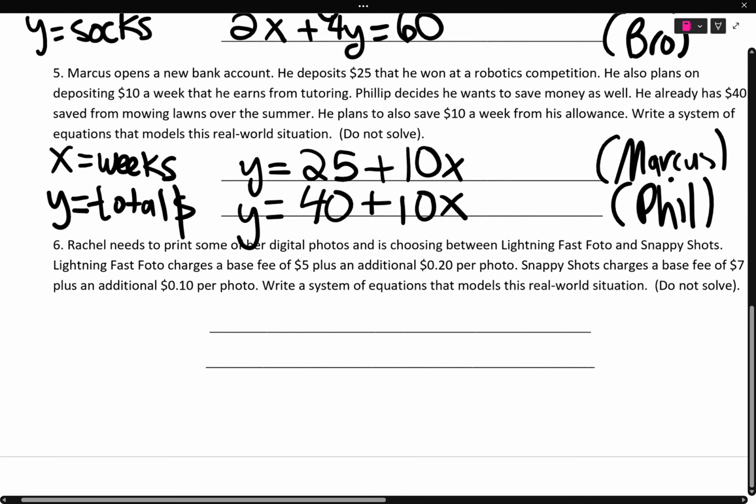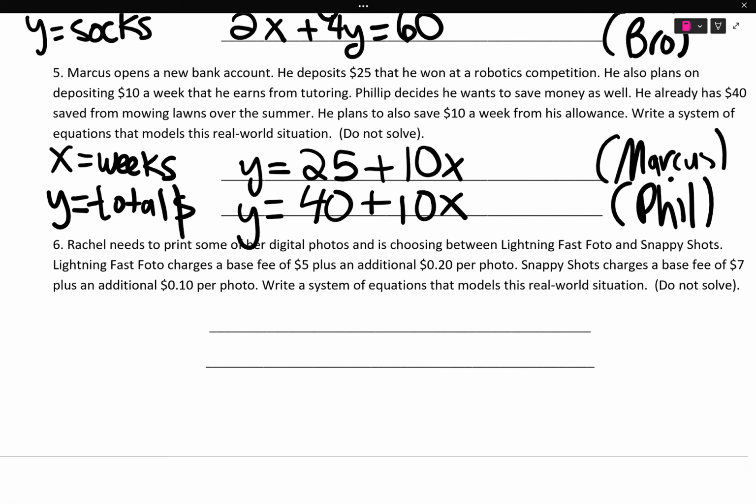Okay, number 6. Rachel needs to print some of her digital photos and is choosing between Lightning Fast Photo and Snappy Shots. Lightning Fast Photo charges a base of $5.20 per photo. That means you have to pay $5 no matter what, and then each photo you upload and print, you gotta pay 20 cents. Snappy Shots, on the other hand, charges $7 just to sign up, and then 10 cents per picture.